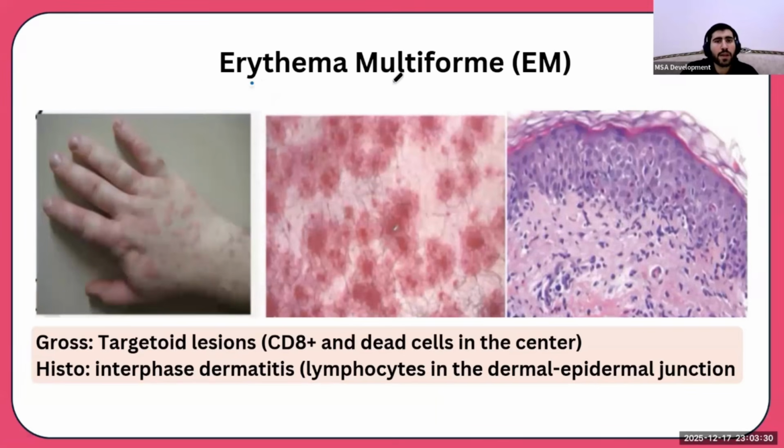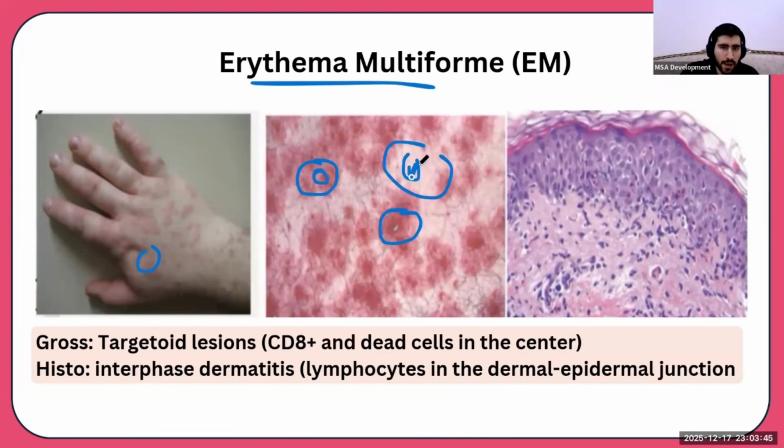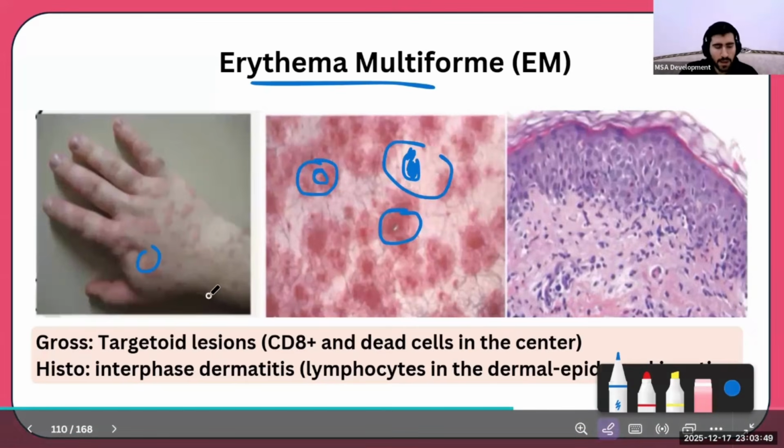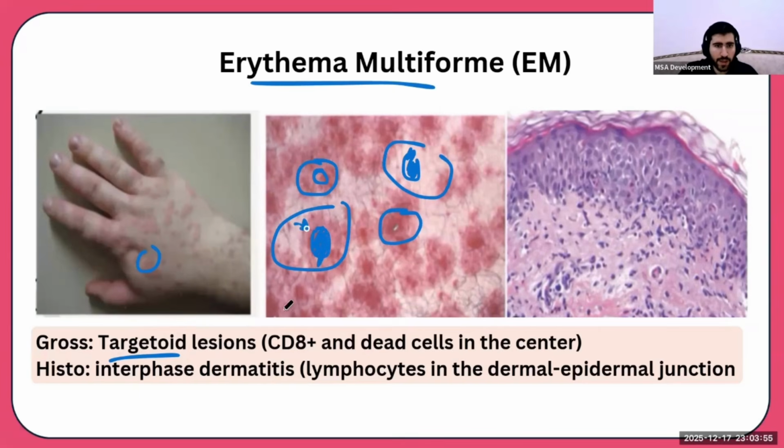Now we have something called erythema multiforme. I just want you to know two things about erythema multiforme. If you see a targetoid lesion, like this one, a lesion with a target sign, this is erythema multiforme. The second thing is that the inner part is dark because it's full of dead cells. So the targetoid lesion is like a target sign, and the inner part is dark because it's full of dead cells.